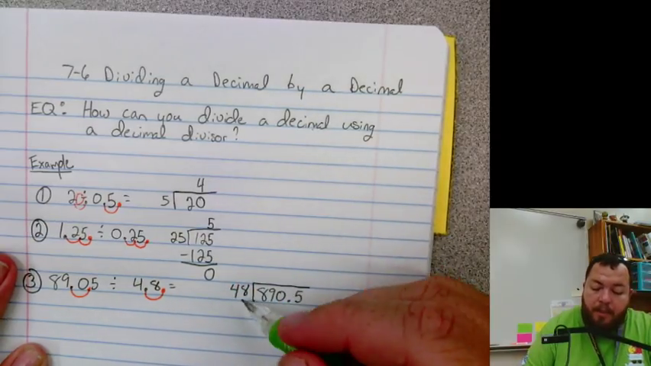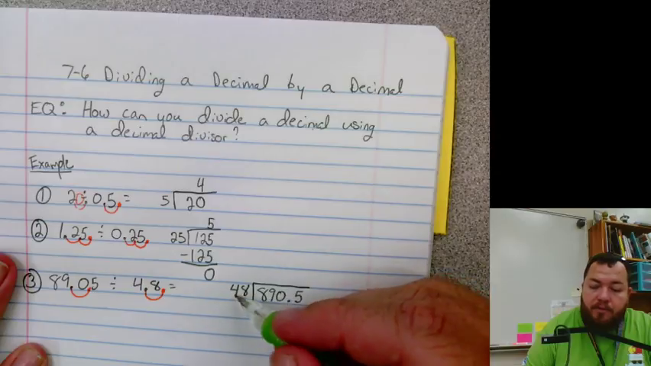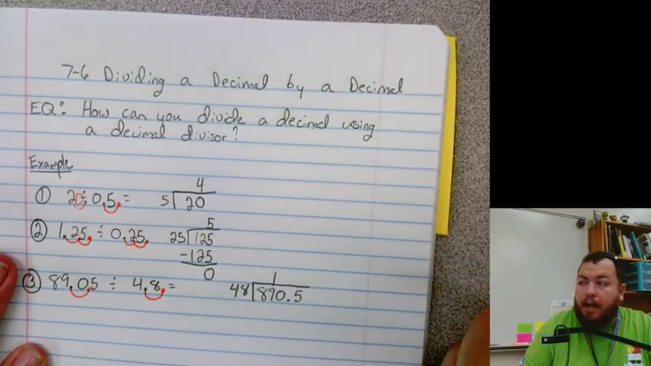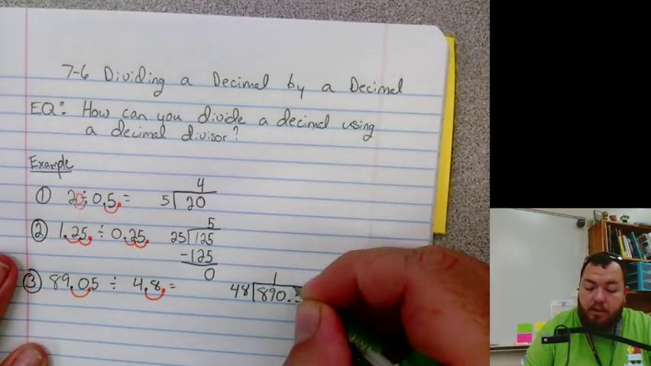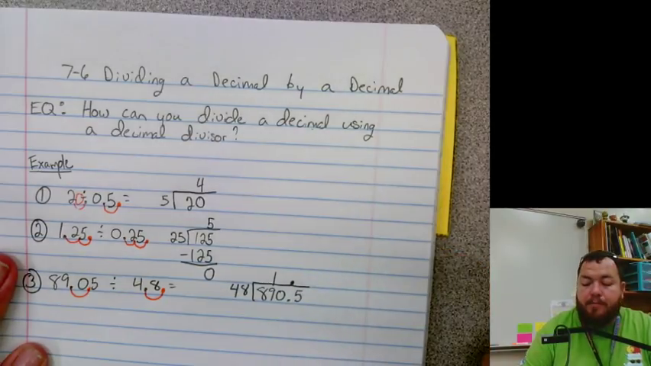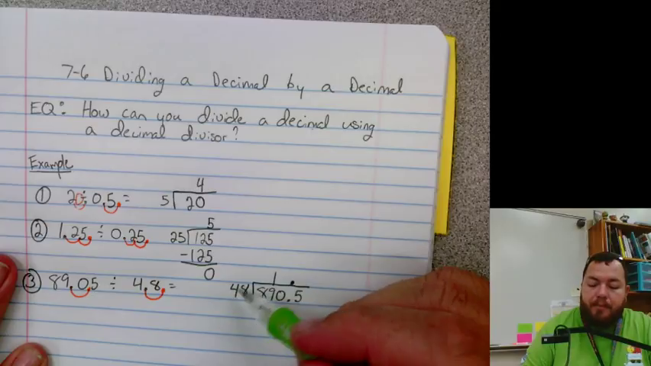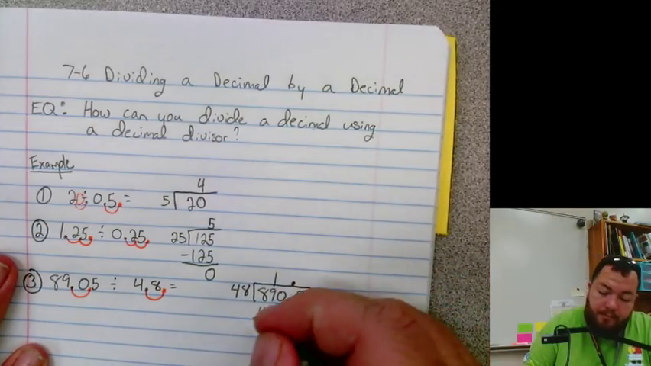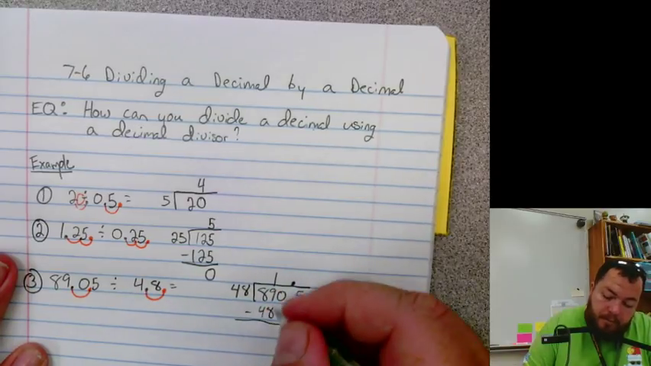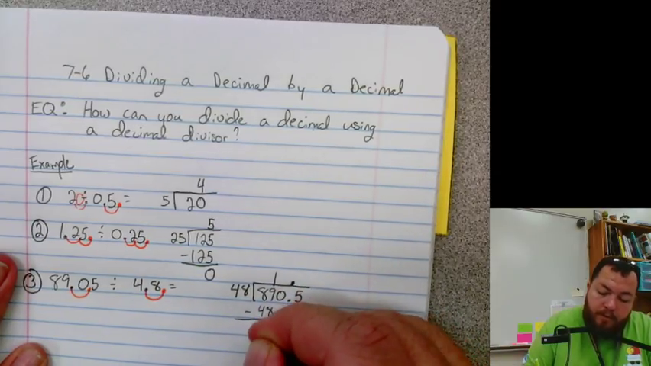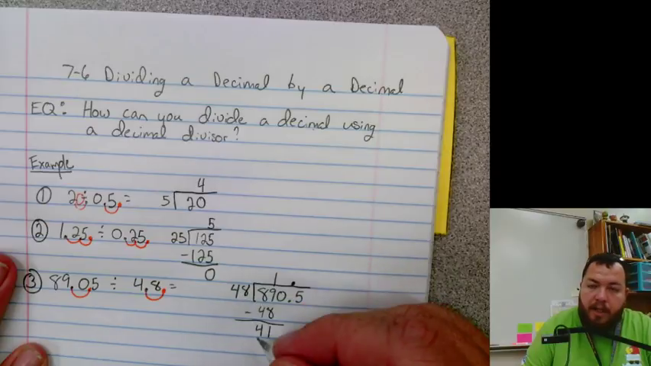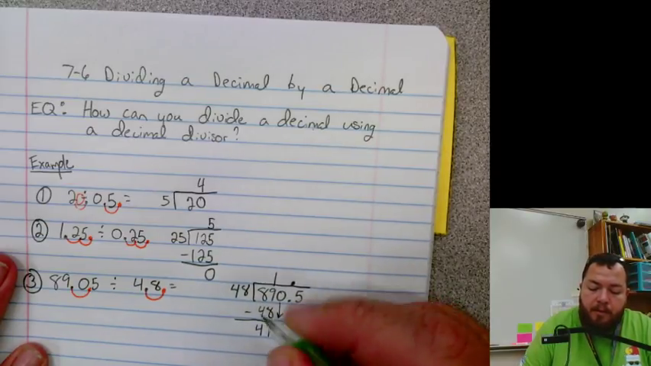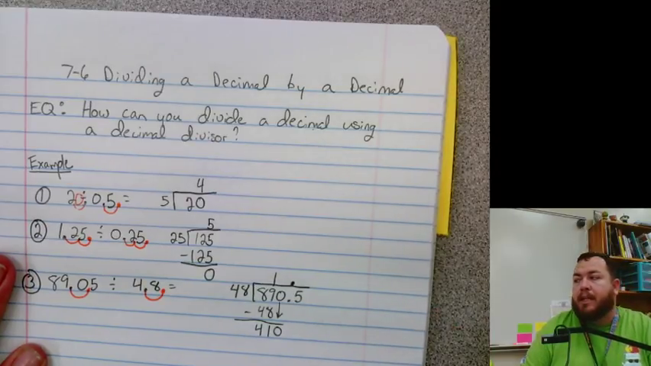Same thing here. Does 48 go into 8? No. Does 48 go into 89? Yes. And I actually made a mistake here. The first thing I should have done was bring my decimal up to the bar. 1 times 48 is 48. 1 and 4. Does 48 go into 41? No. So we need to bring down the 0. Does 48 go into 410?